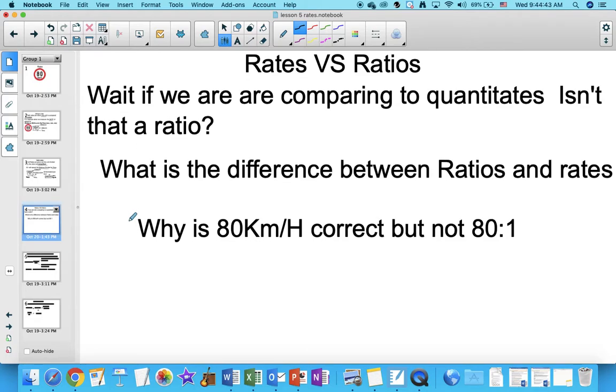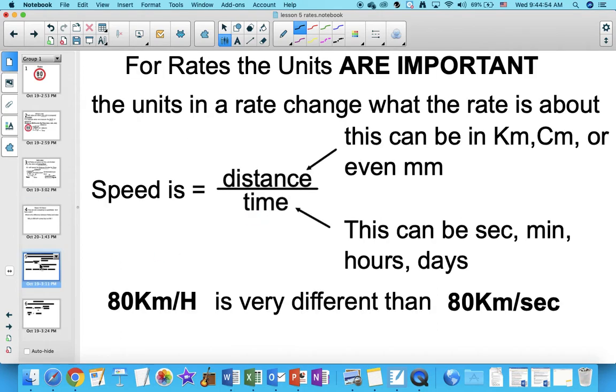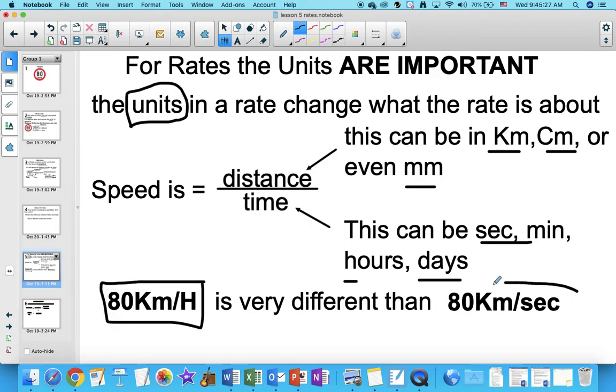So, if we are comparing quantities, isn't that a ratio? We're comparing two different things. Well, the difference between ratios and rates is that we use units. Units are important for rates. Here we have speed. Distance can be measured in kilometers, centimeters, or even millimeters. And time can be measured in seconds, minutes, hours, days, and so on. If you want rates to function, you need to have your units. 80 kilometers per hour is very different from 80 kilometers per second. If you don't put your units, I don't know what you're talking about. So make sure you put your units.